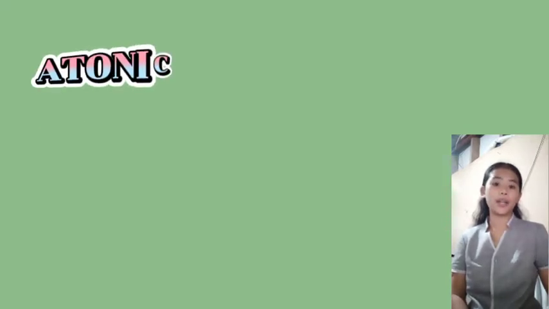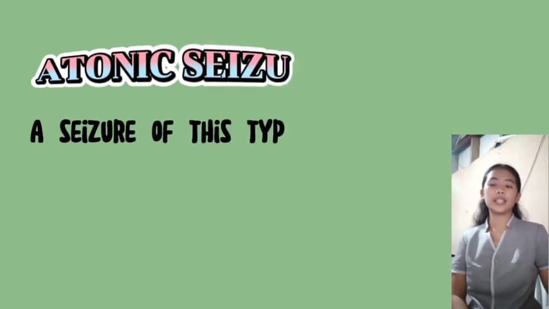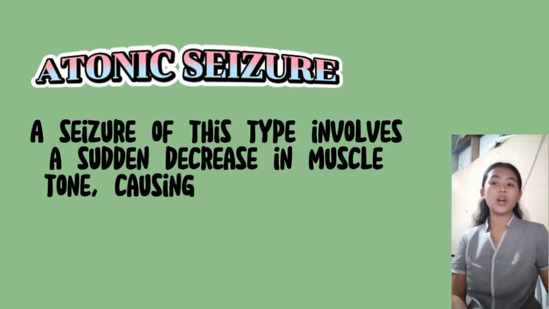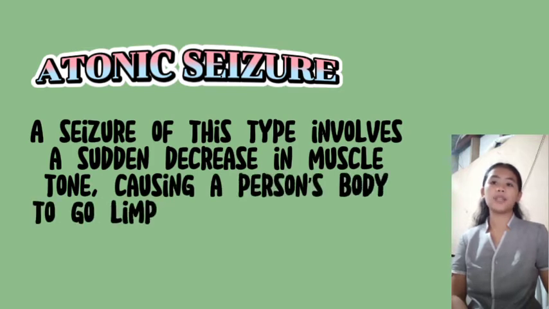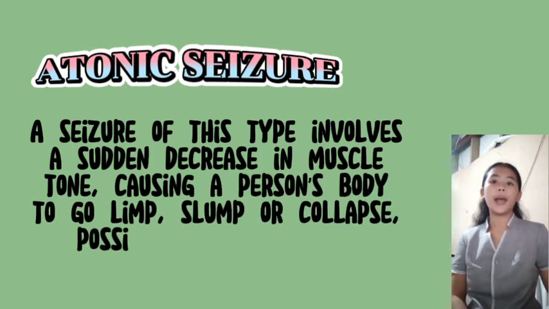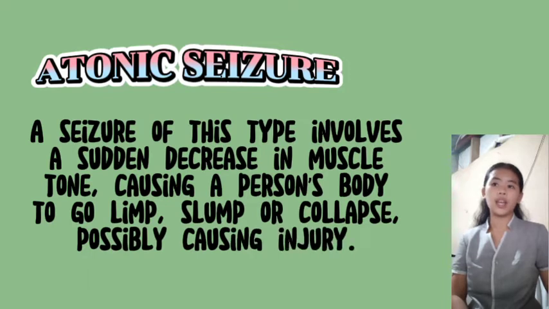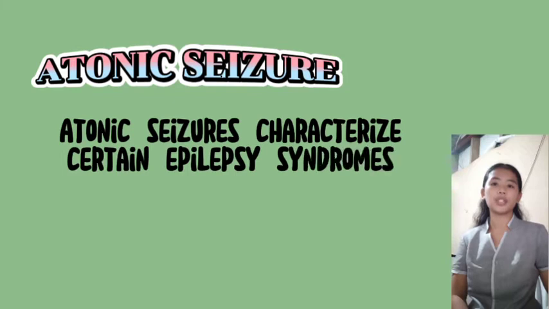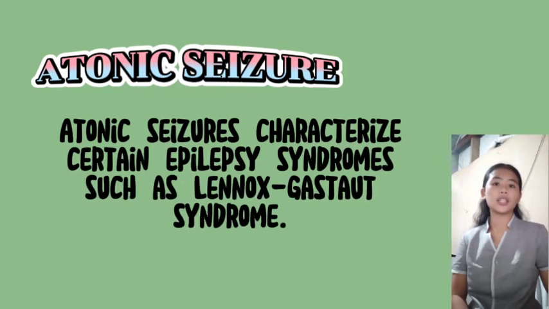The second one is the atonic seizures or the drop attacks. This type of seizure involves a sudden decrease in muscle tone, causing a person's body to go limp, slump, or collapse, possibly causing an injury. Atonic seizures characterize certain epilepsy syndromes such as Lennox-Gastaut syndrome.